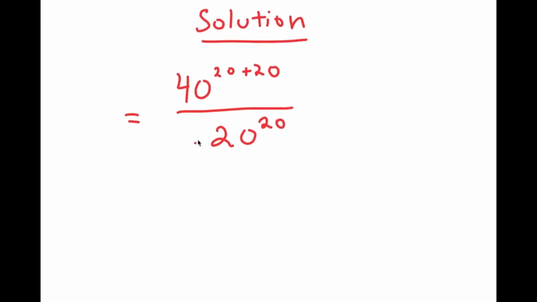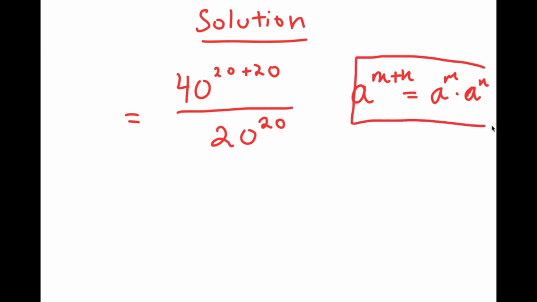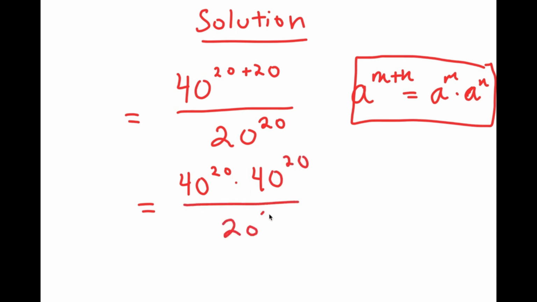And now I can use the property that states that if I have something in the form a to the power of m plus n, this is equal to a to the power of m times a to the power of n. So I'm going to be using this property on 40 to the power of 20 plus 20, so then that turns into 40 to the power of 20 times 40 to the power of 20 over 20 to the power of 20.